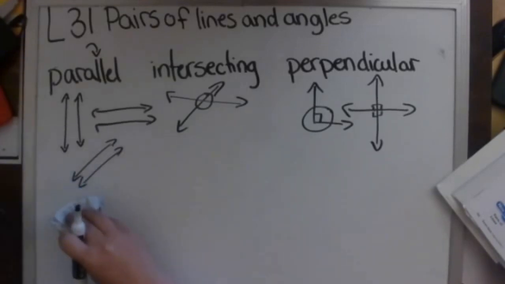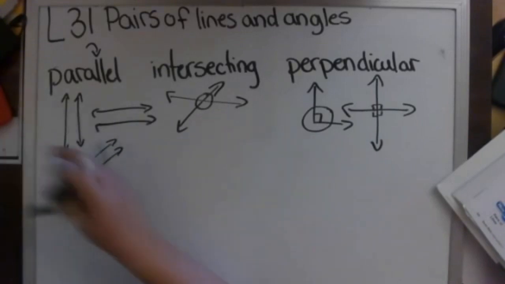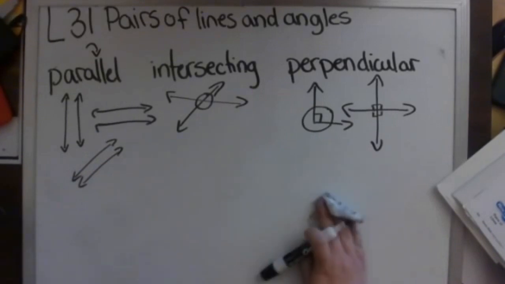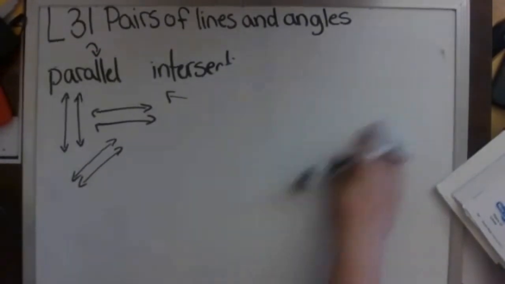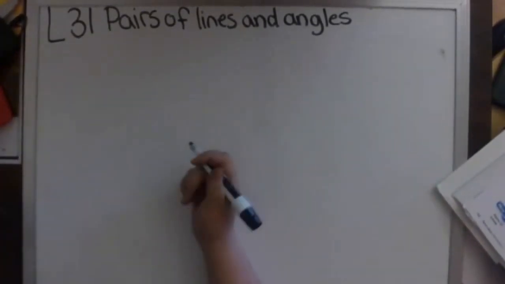Now for angles, we use the pairs of lines to make different angles. We did one already. This is 90 degrees, or a right angle. That is perpendicular. We have two more angles we're going to look at, and there are certain ways you can think of them.